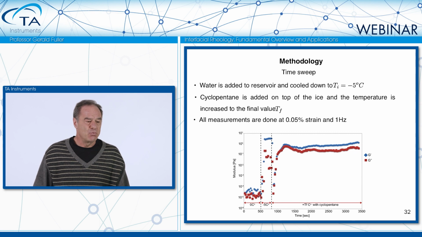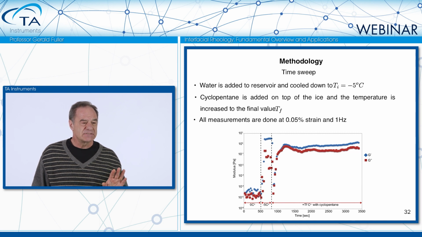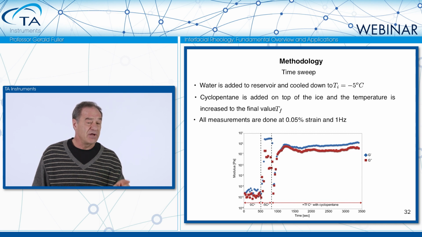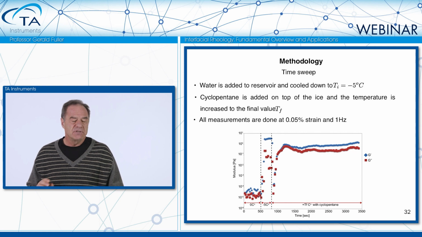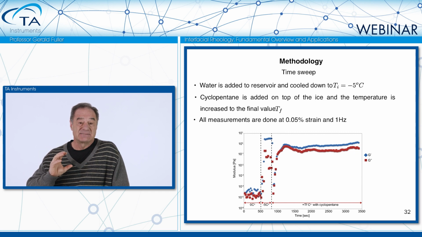So here's how the experiment works. Plotting modulus as a function of time. Initially, this is data that was taken at 3 degrees centigrade. So that's below 7, so hydrates should form. Here's how you have to do the experiment, though. It's important to inoculate the system by having the cyclopentane touch ice.